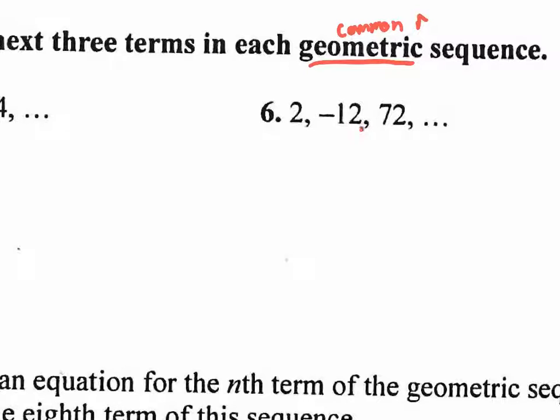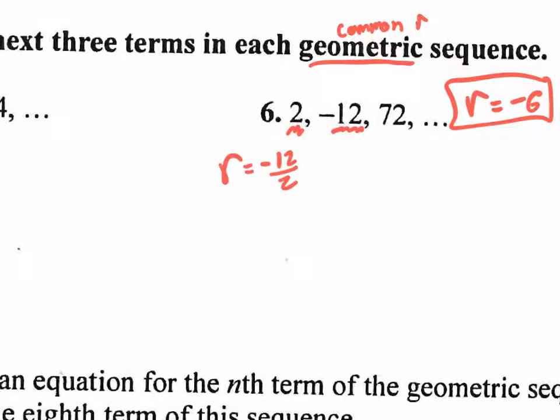Well, you take the number, and then what do you do with that number? You divide it by the previous number. So the common ratio is going to be negative 12 divided by 2. And that's negative 6. So over here on the side, r equals negative 6. That is my common ratio. And once again, you get it by taking a number and dividing it by the previous.